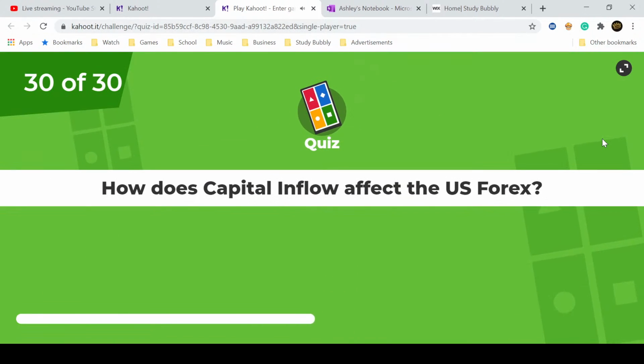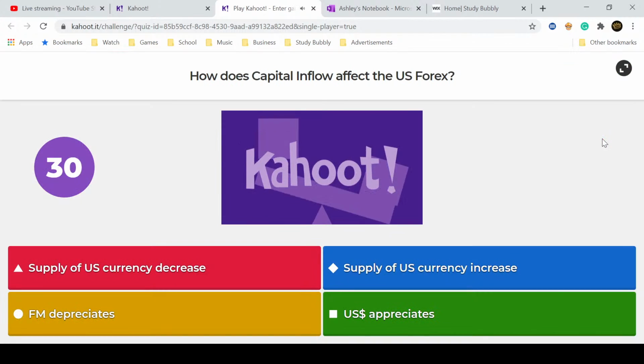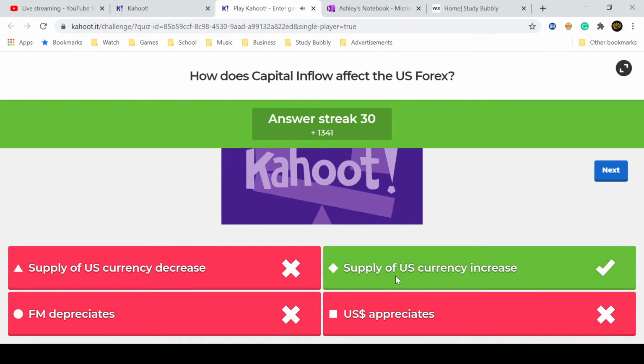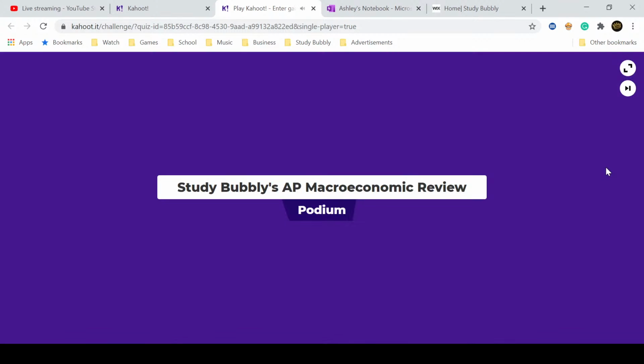And the last question: how does capital inflow affect the US foreign exchange market? That's what Forex is. The supply of US currency increases. Basically, if there's inflow, there's more capital coming in, which increases US currency supply. That's just how it works. Again, use my Unit 6 notes if you want a more in-depth explanation of it, but that's how it is simplified.